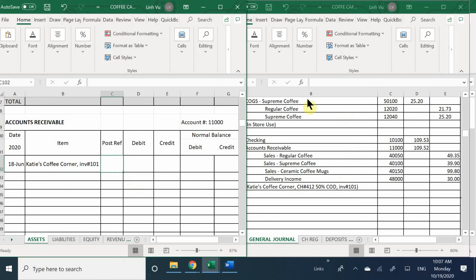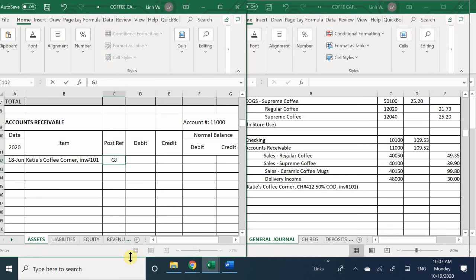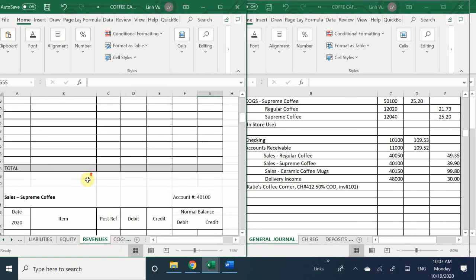So what is going to be my post reference? General Journal 7. All right, and it should be for debit 109.52, bringing my beginning balance to 109.52. Okay. Now what account is next? Sales on the regular coffee.